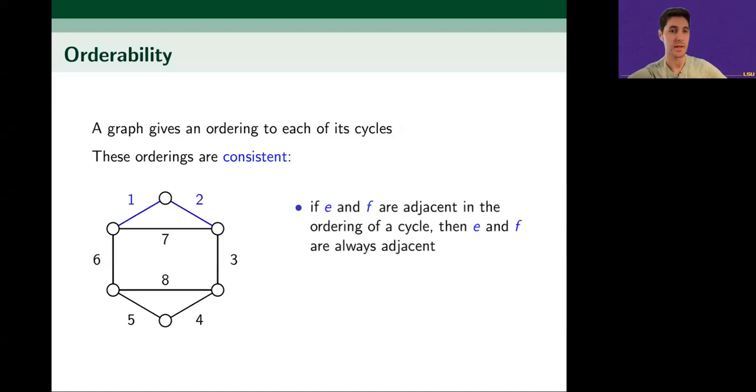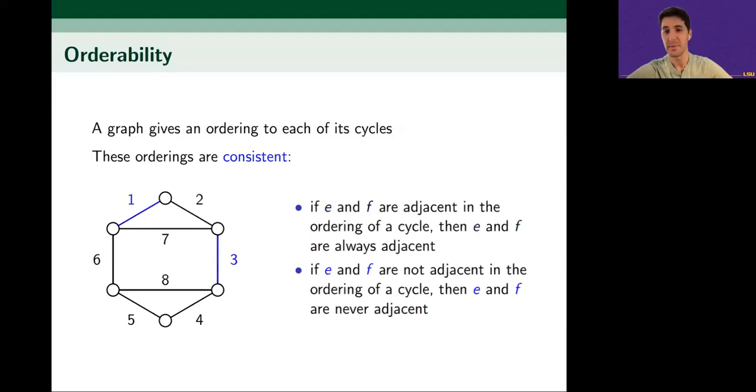And so what I mean by consistent is if two edges are adjacent in the ordering of a cycle, then they'll always be adjacent to each other in every ordering of every cycle that they appear in together, which you're probably thinking, duh. Similarly, if they're not adjacent to each other, then they'll always not be adjacent to each other in every ordering of every cycle in which they appear together. And again, duh. Hopefully by the end of this, you will be as impressed as I am with graphs that they just do this effortlessly.